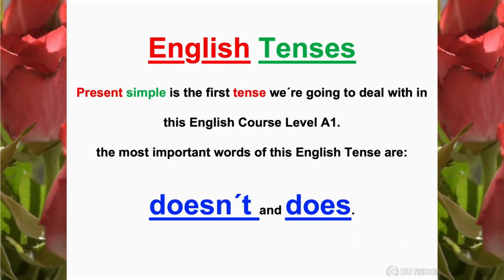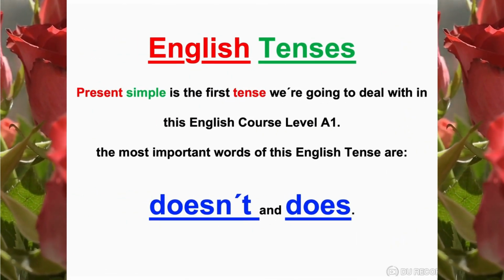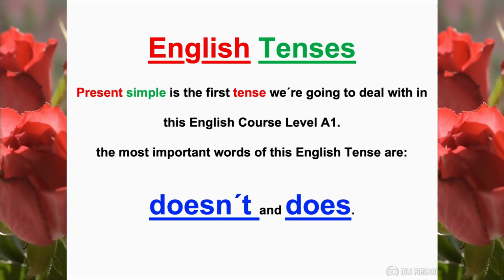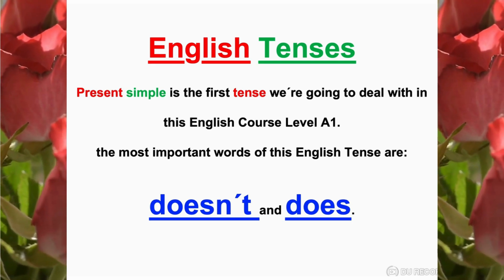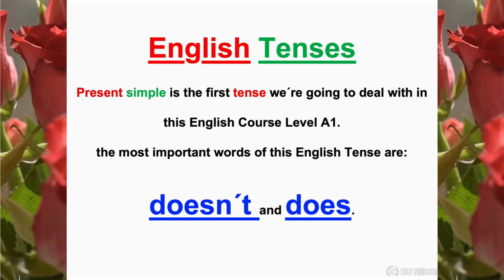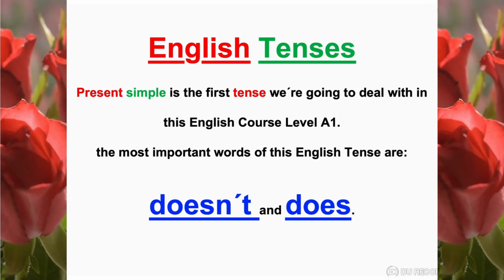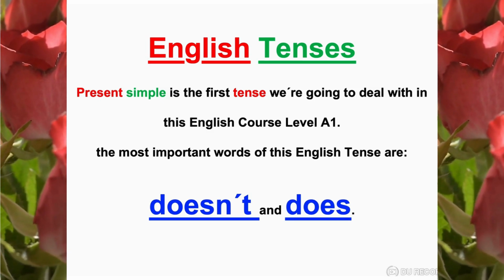English tenses. As I said in the previous lessons, the present simple is the first tense we are going to deal with in this English course, level 1A1. The most important words of this English tense in this lesson are going to be doesn't and does.